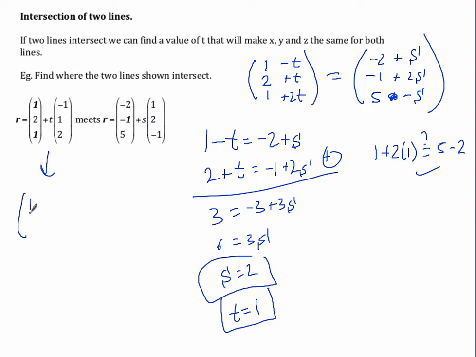So let's do the t value. To calculate the point of intersection of both of them, t is just 1, so we can just do this calculation. To get the point of intersection, it's 0, 3, 3. Okay, if you plug in s equals 2 into this one, you also get 0, 3, 3. So that's the point of intersection of the two.